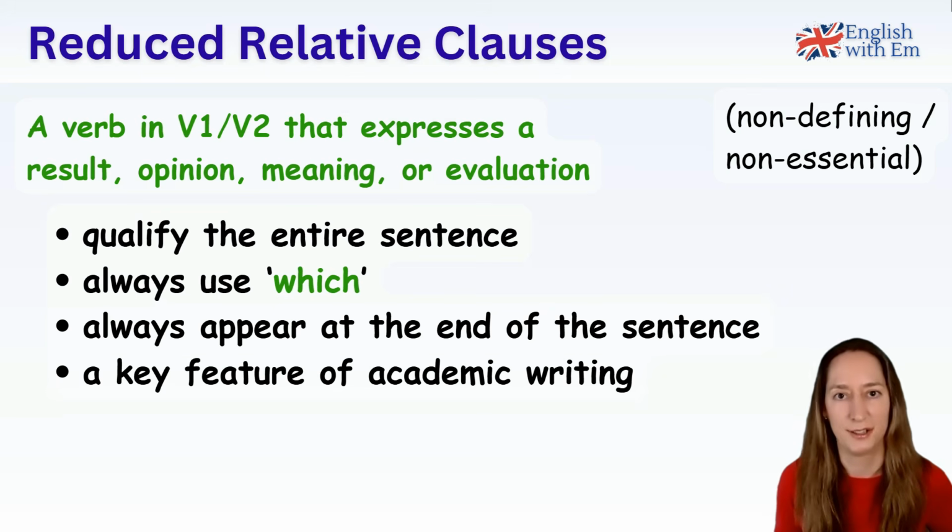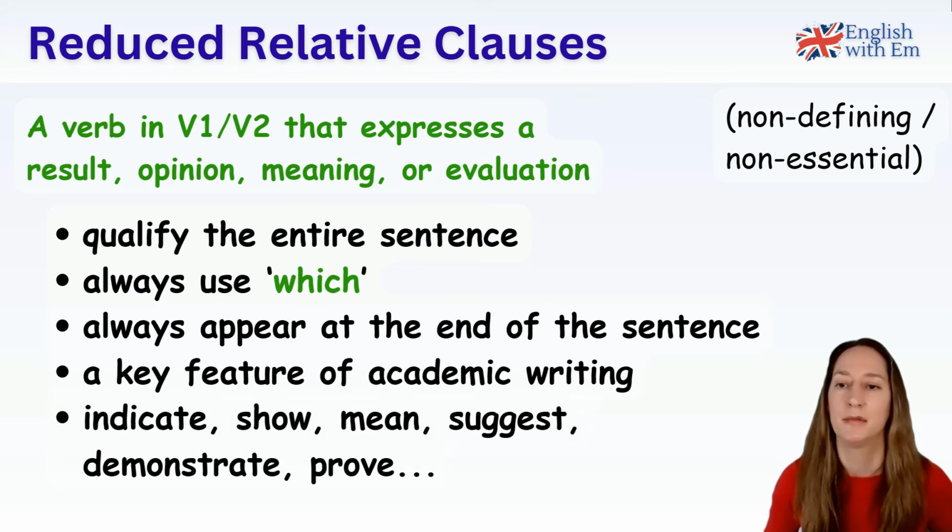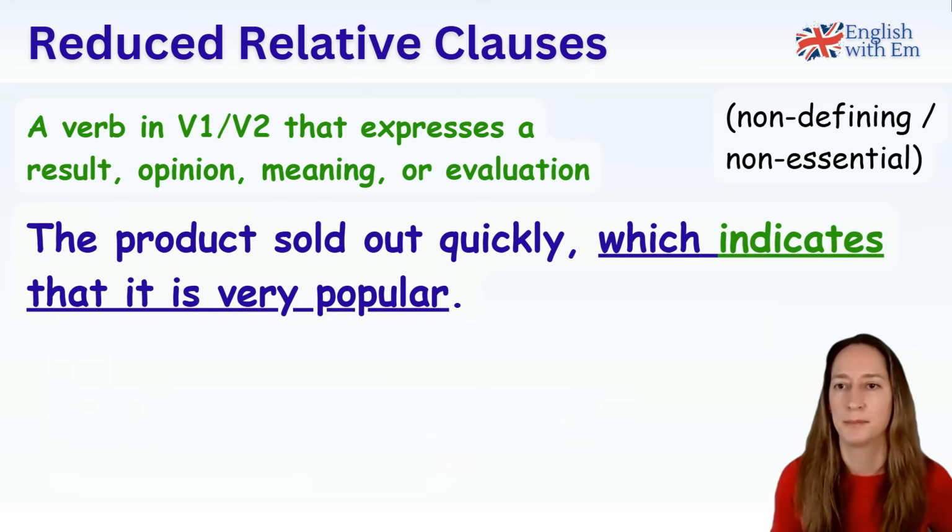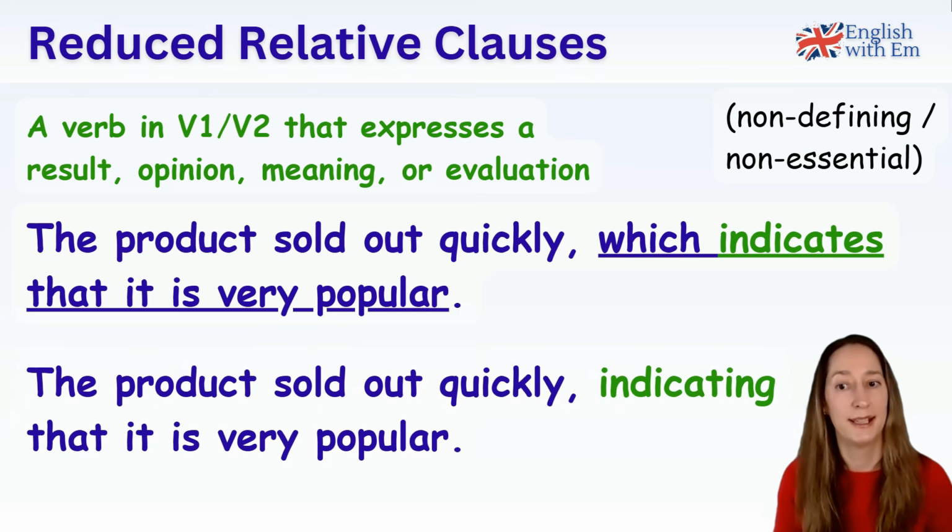They are a key feature of academic writing, and some typical examples of verbs that can be used in this way: indicate, show, mean, suggest, demonstrate and prove. So let's see some examples. The product sold out quickly, which indicates that it is very popular. So we need to do two things here. The product sold out quickly, indicating that it is very popular. We delete the relative pronoun and we change the verb to the present participle.